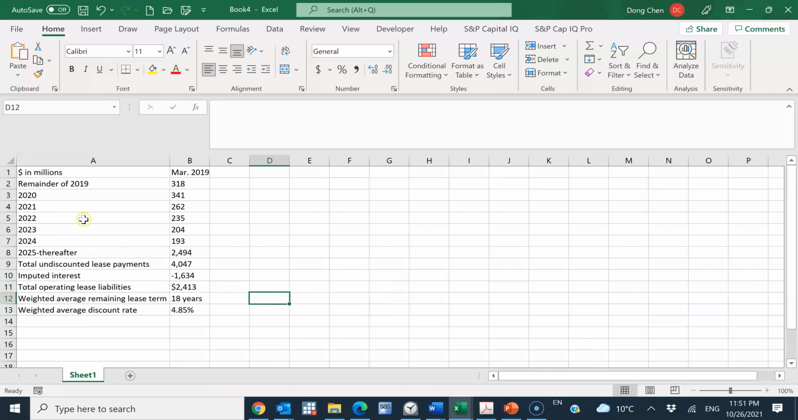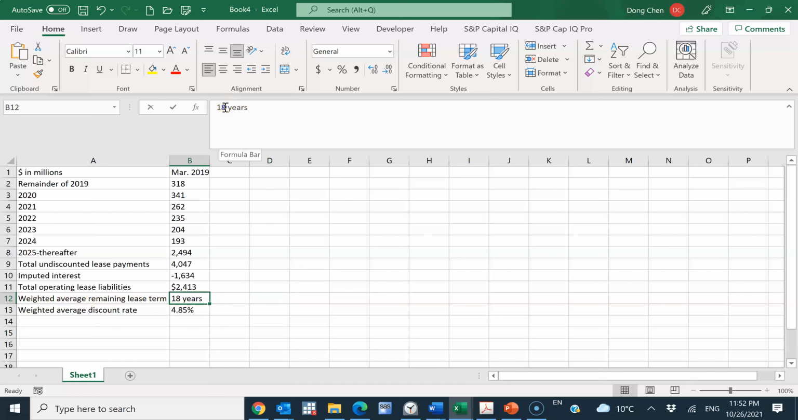If you look at this table, for the remainder of 2019 there's a payment, in 2020 there's a lease payment, and that continues until 2024, 193, and after that there's 2025 and thereafter. This is the aggregate, or the sum, of all future lease payments after 2025. And you can also see there's a weighted average remaining lease term. So this is 18 years.